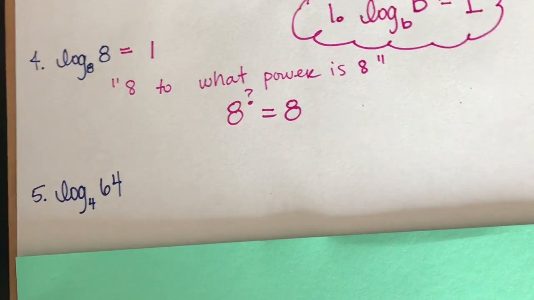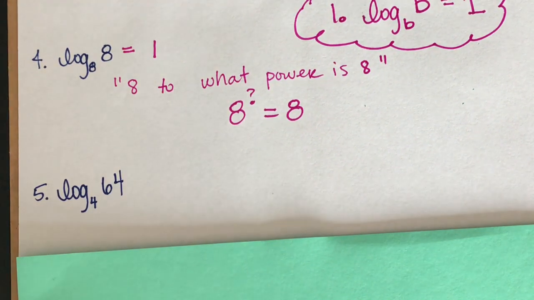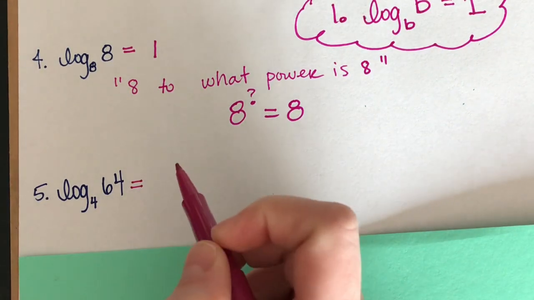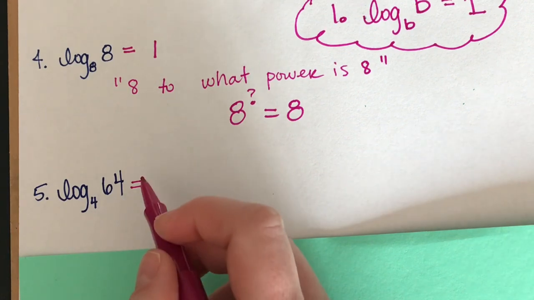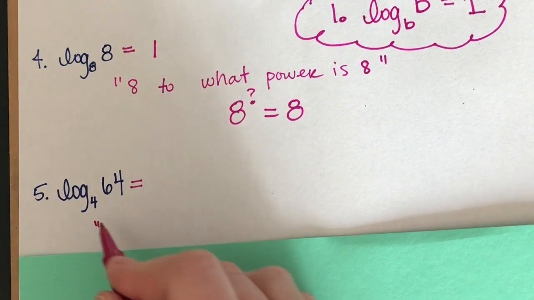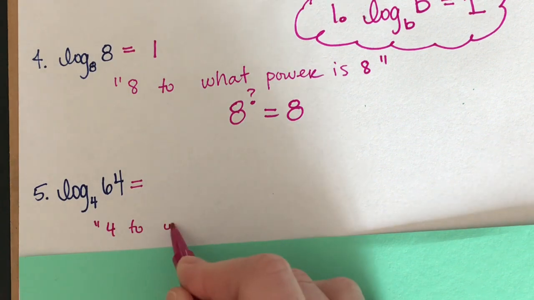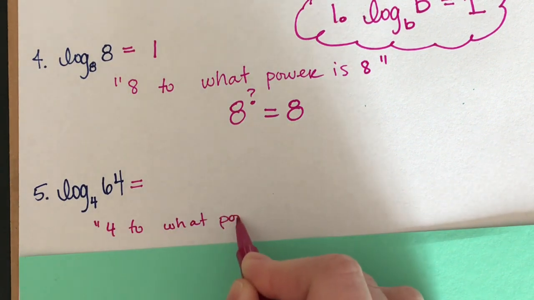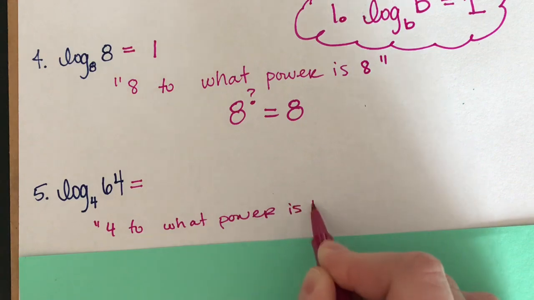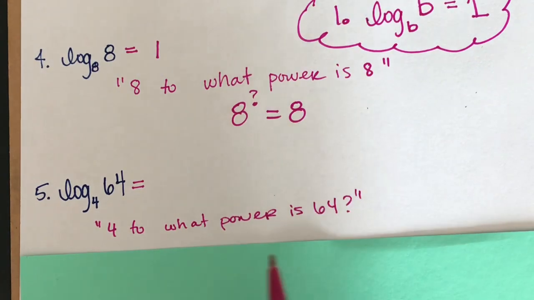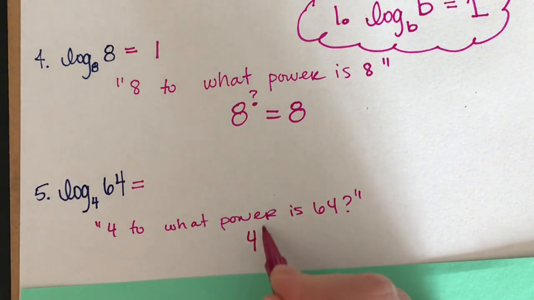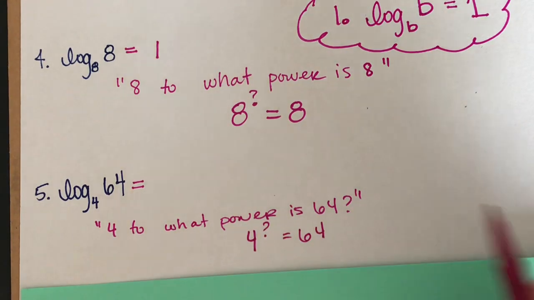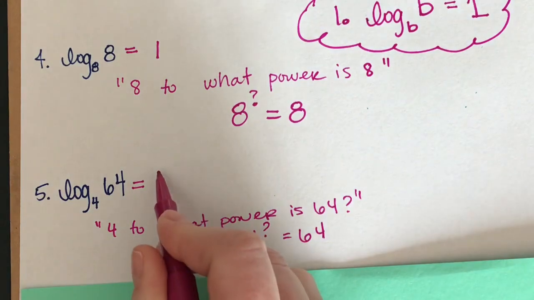So now we get to log base 4 of 64. Log base 4 of 64. So, four to what power is 64? Three.